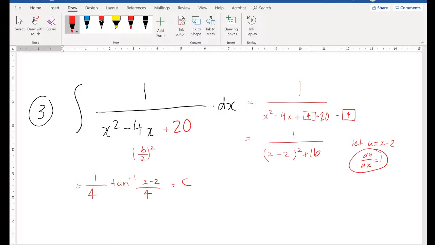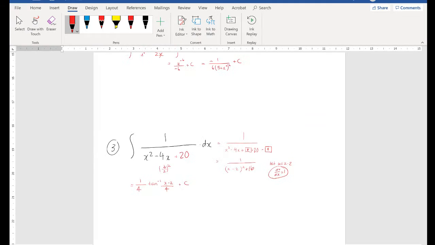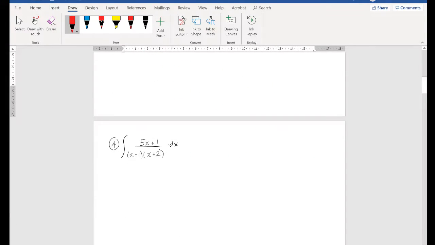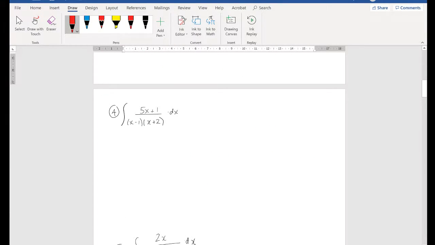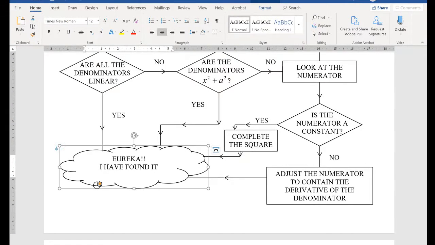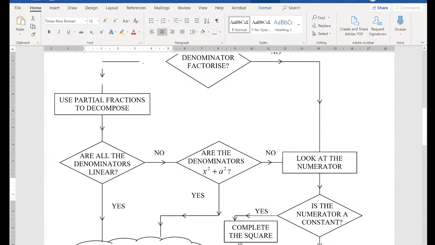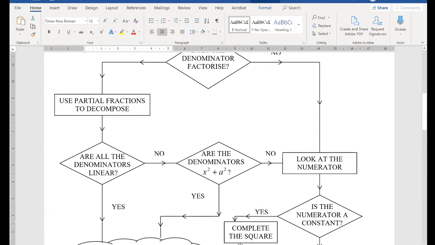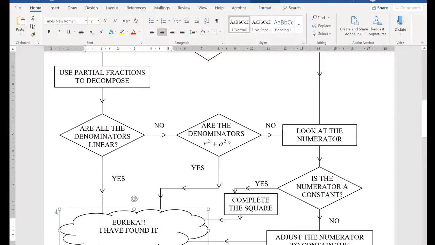So what do we get? We have a quadratic on the bottom that can't factorise and a constant on top. Complete the square, sub it into your table of standard integrals. Easy. Alright, we've got a quadratic on the bottom that can be factorised because they've told me that. And my numerator is a degree of 1. So as soon as I see that, does the denominator factorise? Use partial fractions. There's my answer.